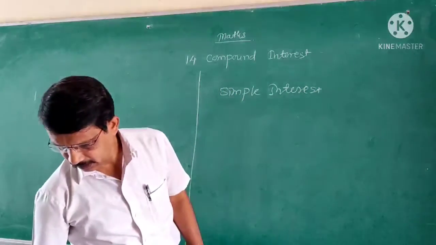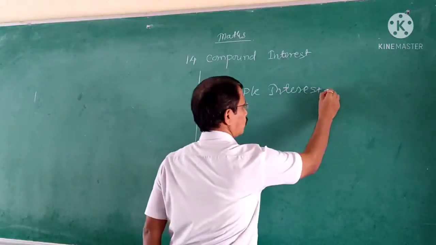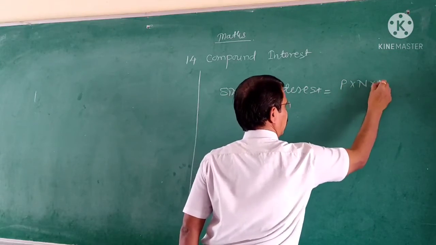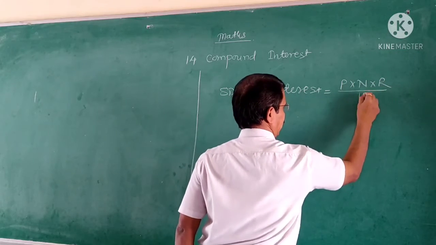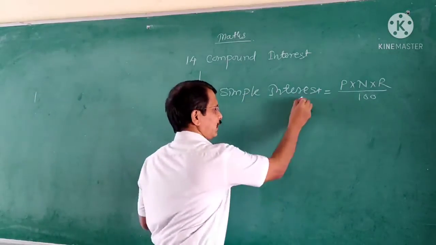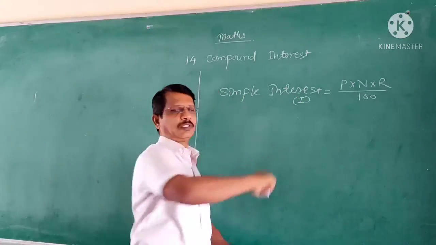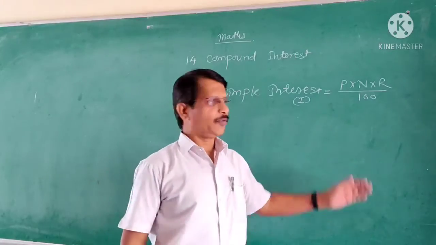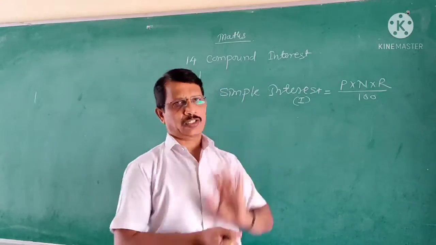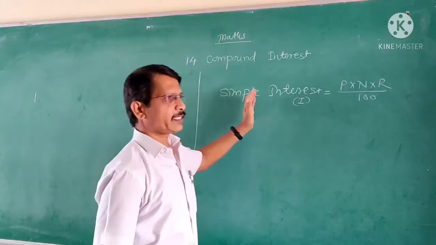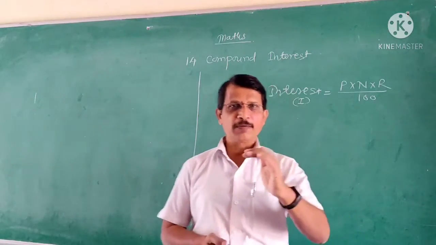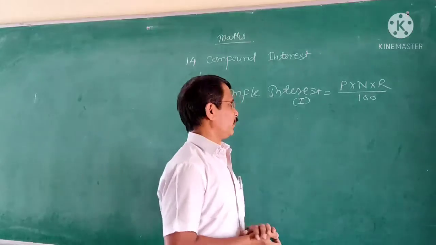Simple interest is equal to P into N into R divided by 100. For this simple interest, we use the letter I. In 7th standard, we have studied this formula for finding simple interest. Today's lesson is compound interest. What is the difference between simple interest and compound interest?